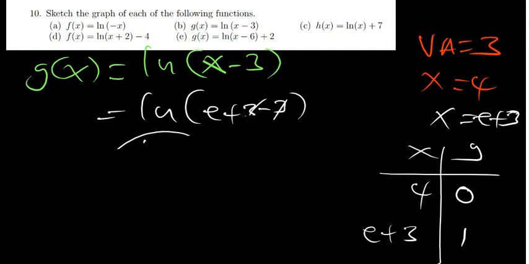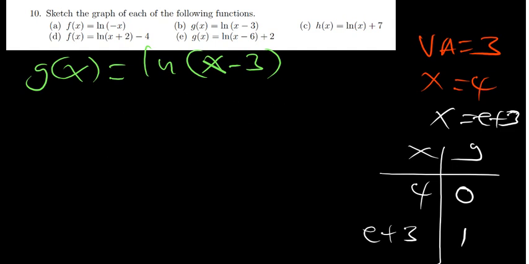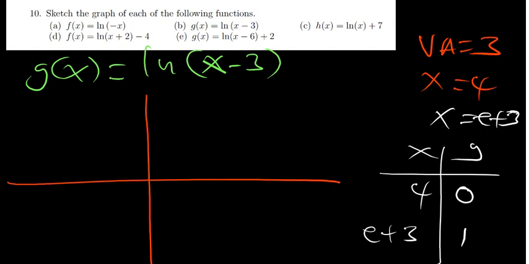Next, I can plot this now. I'll have my graph. In x I have got 4, so I'll put 4 here. First we have the vertical asymptote. Let's not forget the vertical asymptote is 3. Then we have got 4. We also have e plus 3. So I'll put first my vertical asymptote here.